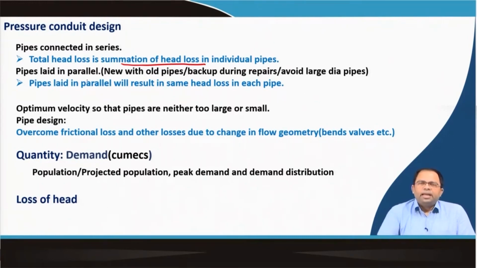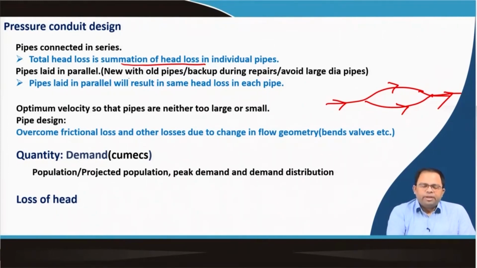Now, if pipes are laid in parallel, for example, we design a basic loop like this. That means water comes like this, it goes around, and then this is the loop. So, in this particular case, pipes are laid in parallel. This sometimes has to be done when there is an old pipe, but we want to increase the supply in this area, so we lay a new pipe, or it's like putting in a backup during repairs, or if I want to avoid large diameter pipes, instead we give 2 smaller diameter pipes.